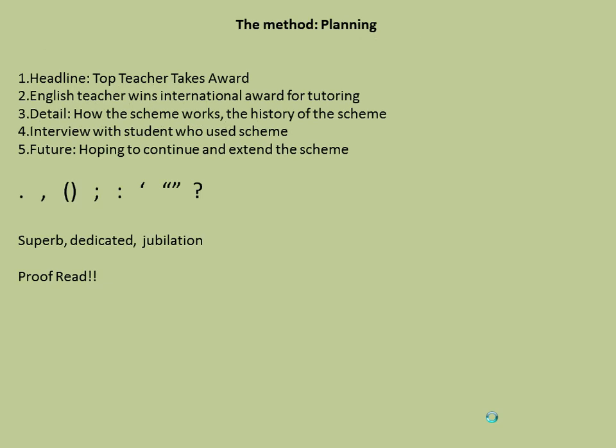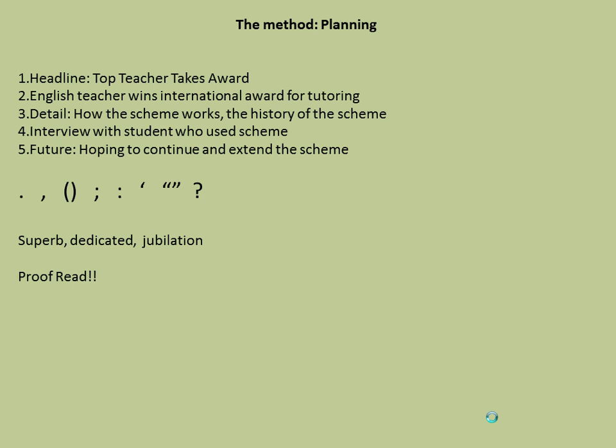I'm going to go with the successful teacher because hopefully that's what I aspire to be. And this is my plan. I've planned the different sections. My headline: top teacher takes award, so I've used alliteration there. English teacher wins international award for tutoring. Then the detail part: how the scheme works, the history of the scheme. We interviewed different students, and then the final conclusion is in the future continues to extend the work. So I know exactly what I'm going to be writing in each section, so it flows, it's nice and cohesive.